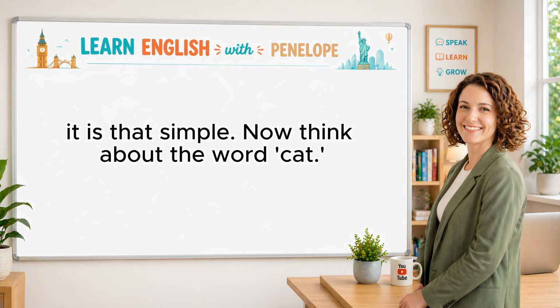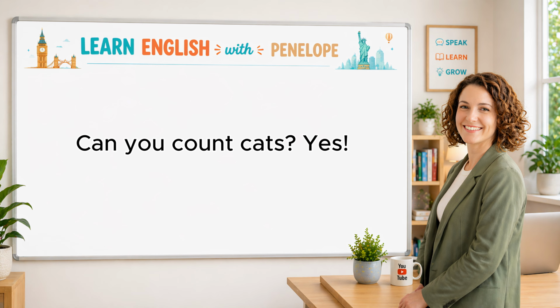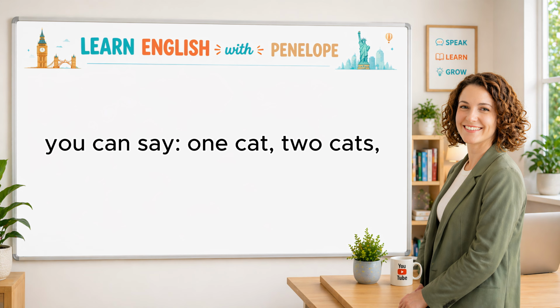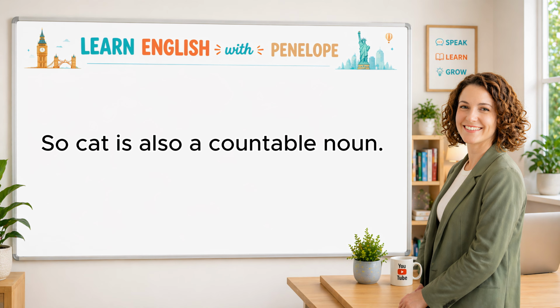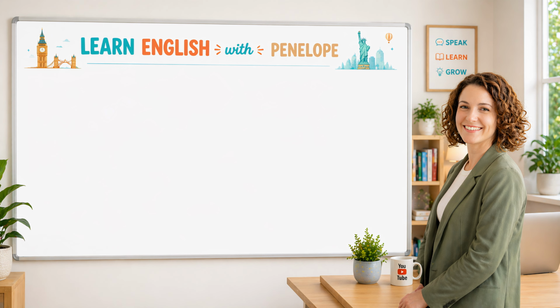It is that simple. Now think about the word cat. Can you count cats? Yes. You can say 1 cat, 2 cats, 5 cats, 10 cats. So cat is also a countable noun. Great. You are already understanding this.